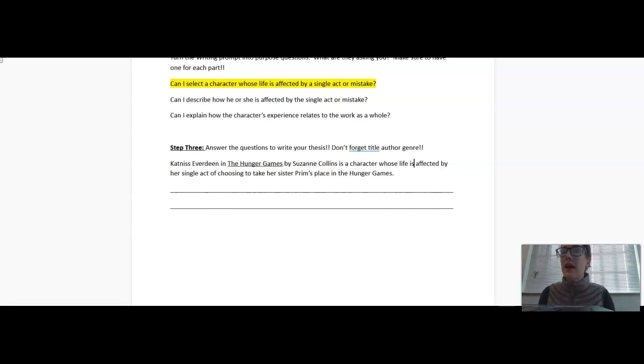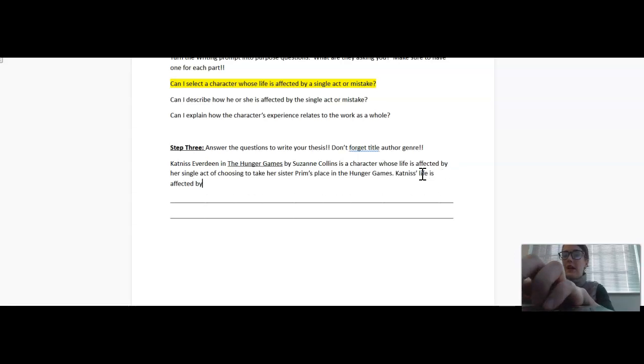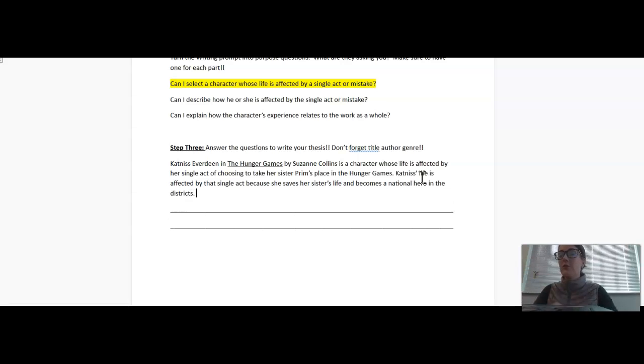Now, can I describe how she is affected by that single act? Katniss's life is affected by that single act because she saves her sister's life and becomes a national hero in the districts. Now, you may not have read The Hunger Games. Don't worry about it, but this is the reason why her life is affected by that single act.